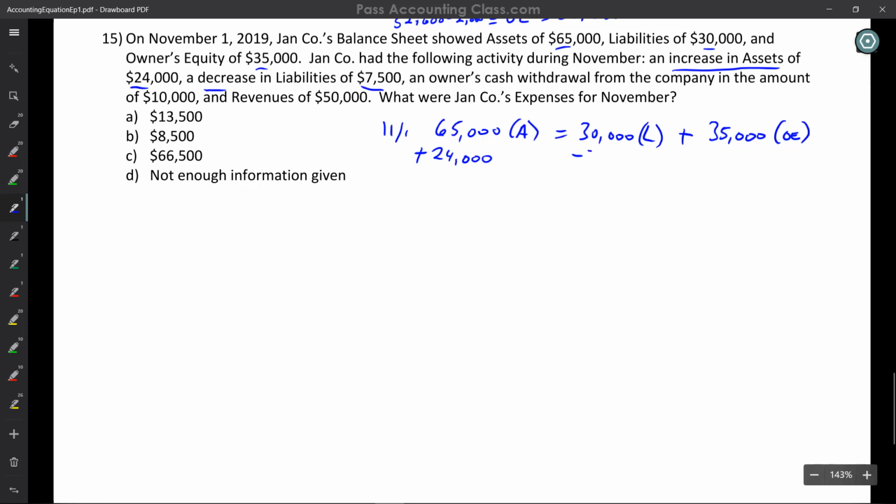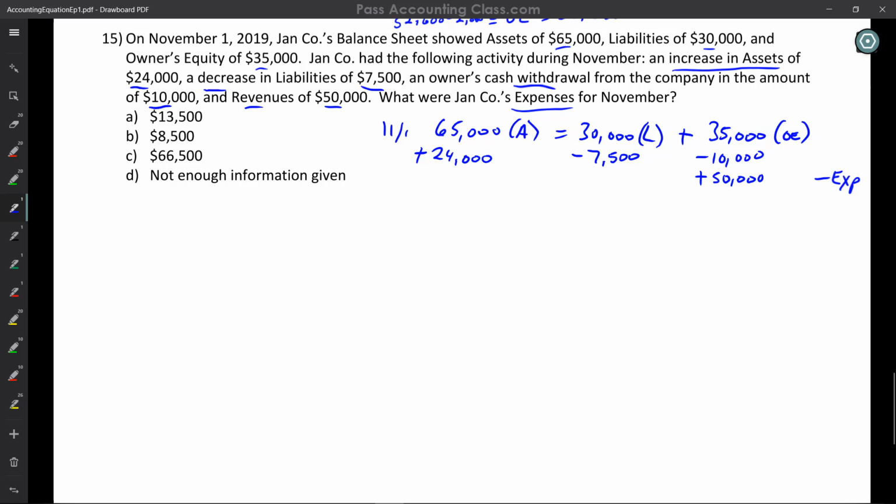And then we had a withdrawal of $10,000. So we'll reduce owner's equity by $10,000. And we had revenues of $50,000. So we will add $50,000. And because we're asked to solve for our expenses, I'm going to go ahead and write less expenses over here.